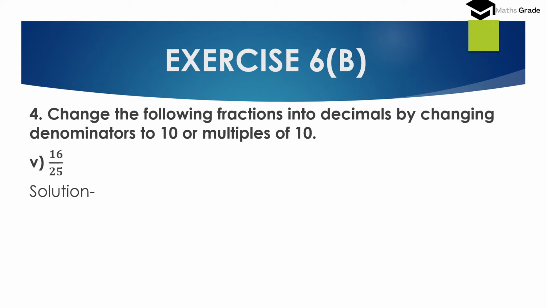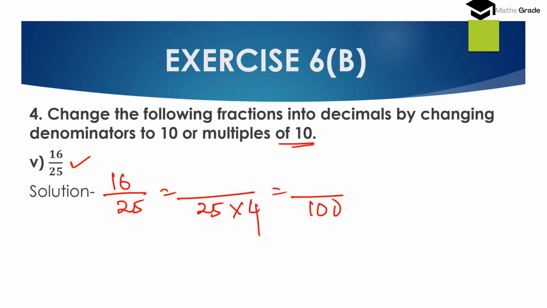Now question number 4, fifth bit. 16 divided by 25. Here in this fraction, 16 is in the numerator and 25 is in the denominator. We have to convert these fractions into decimal by changing the denominators to 10 or the multiples of 10. Here 16 divided by 25. In the denominator 25, if we multiply 25 with 4, now it is 100. So we have to multiply the same number 4 with the numerator 16. 16 multiplied with 4 is 64.